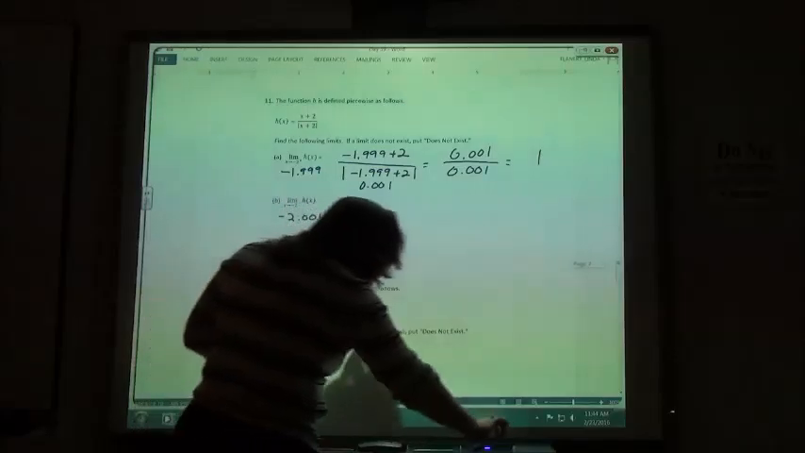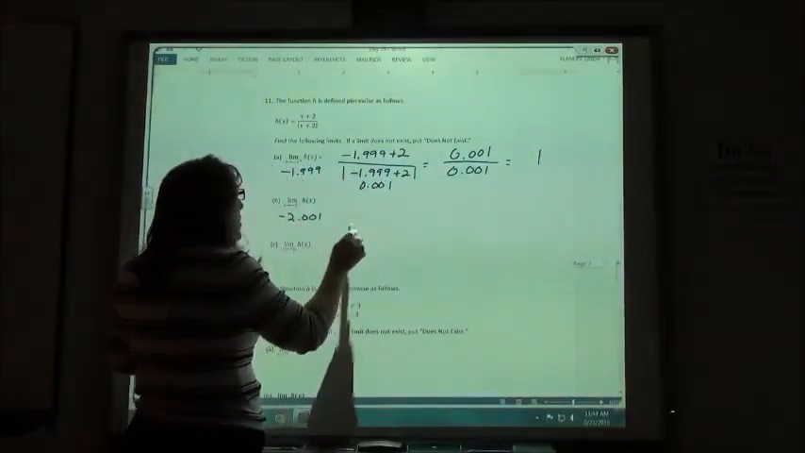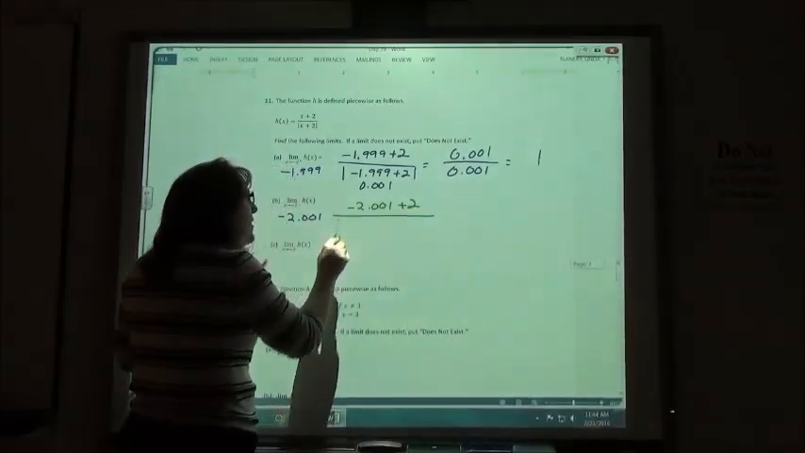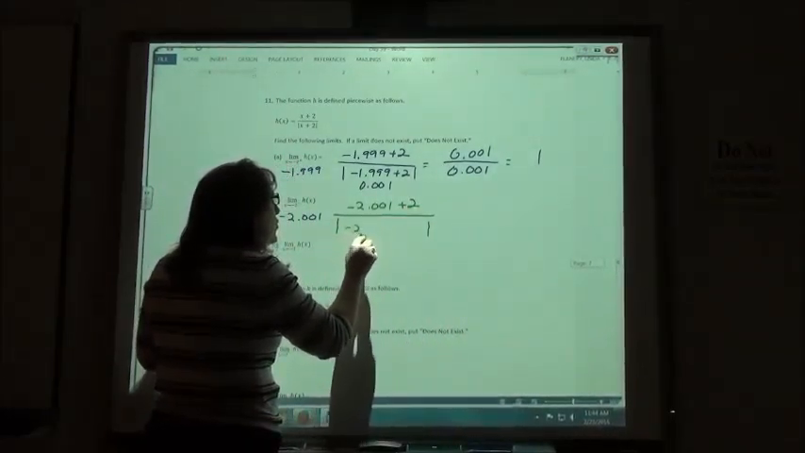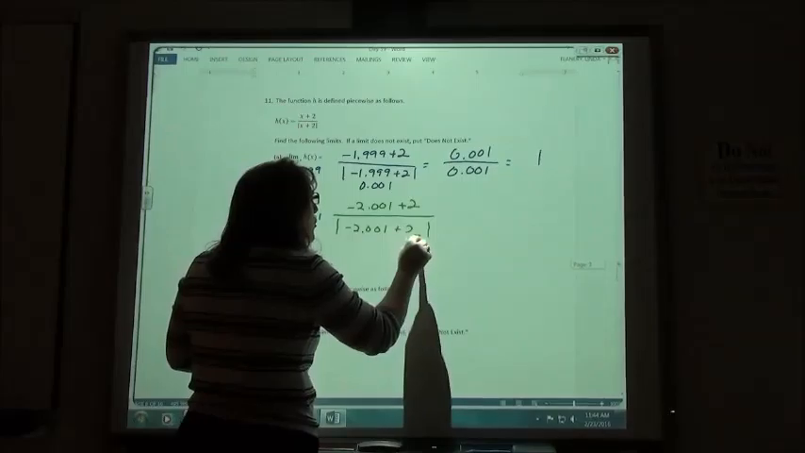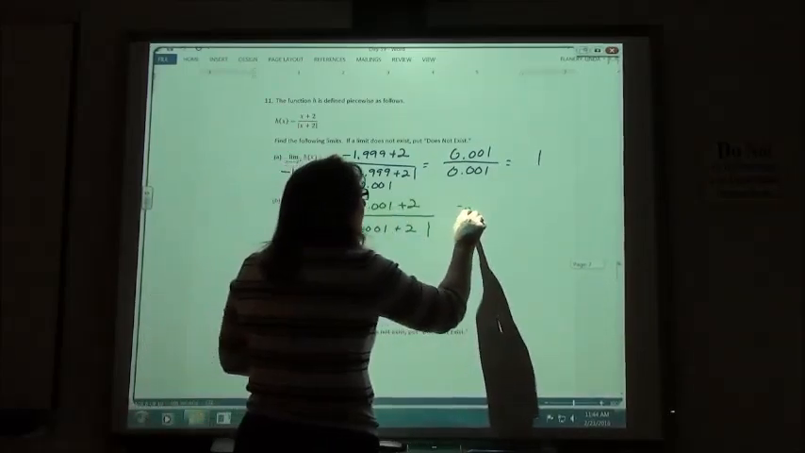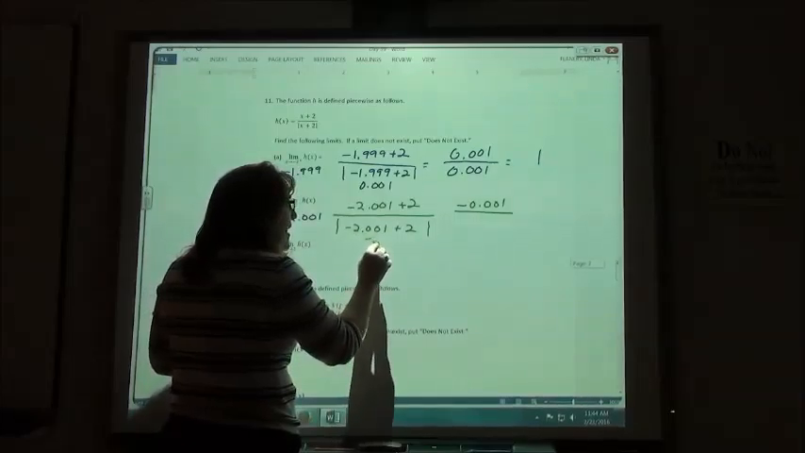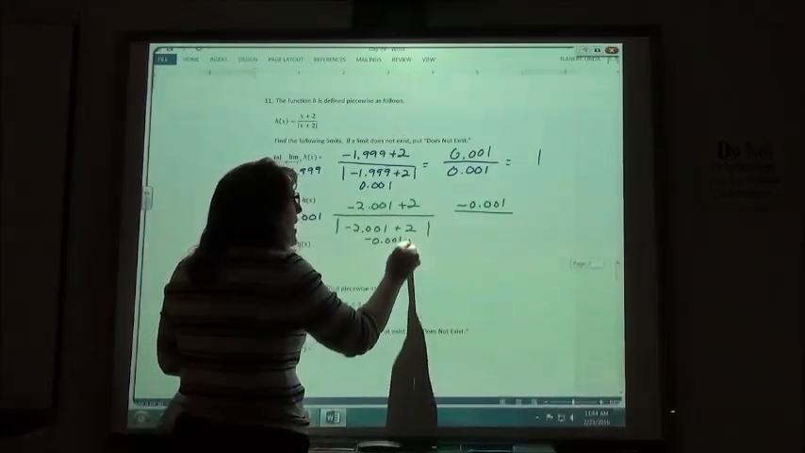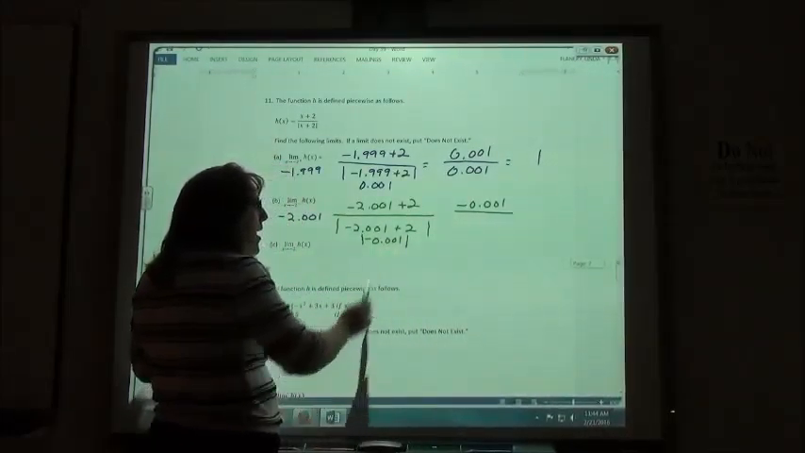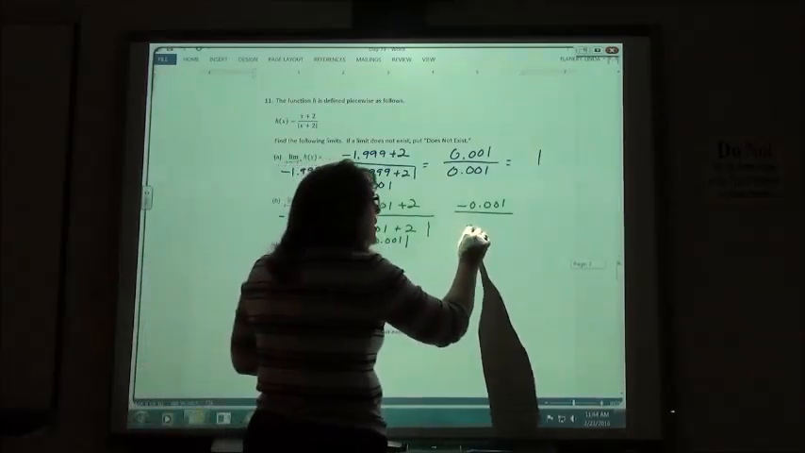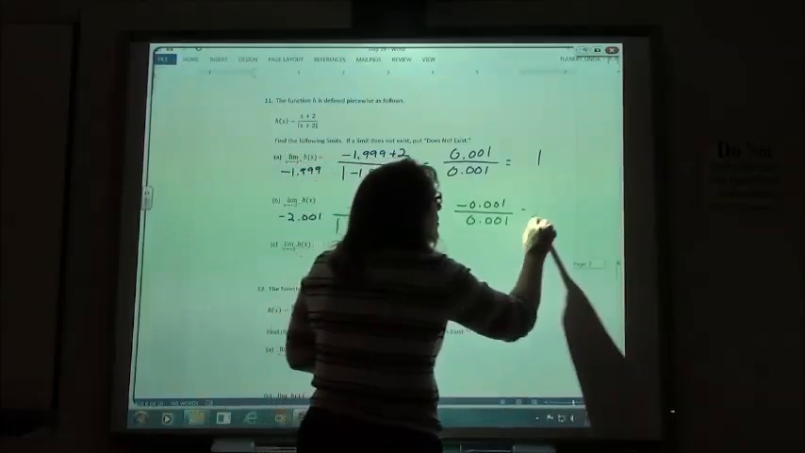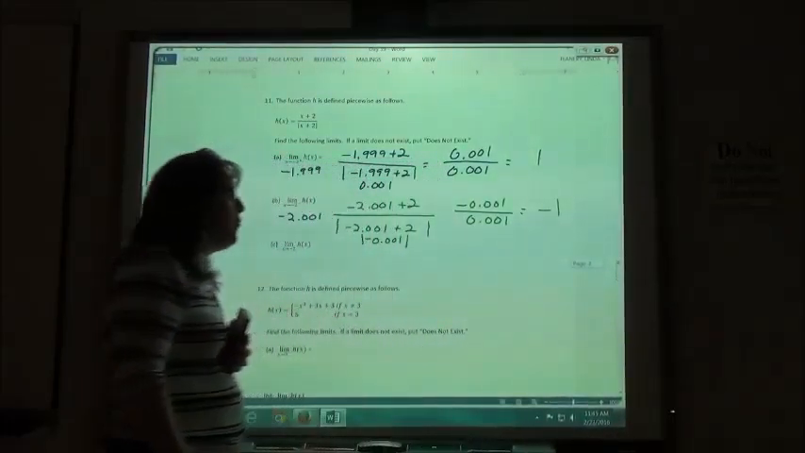Now if we look at the second part of that, if I use -2.001 plus 2, and then the absolute value of -2.001 plus 2, this would give me -0.001, but I have to do the absolute value. And when I do the absolute value, it's going to be a positive. So I have a negative over a positive, which means that one's going to approach a negative 1.